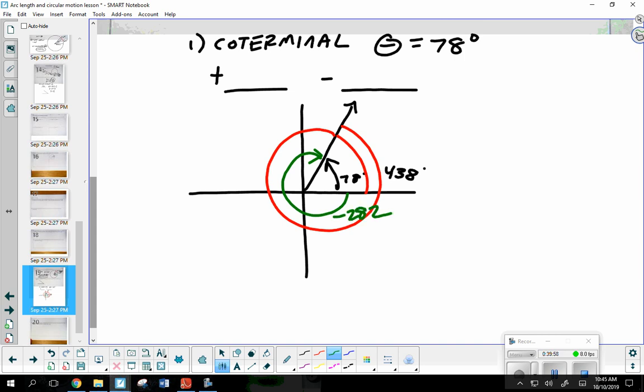And then I could just continually go another one, and then another one. I mean, you could rotate. That's why we say there's an infinite number of coterminal angles. So that's what they mean: angles that have different measures, but the same terminal side. Okay? I thought it makes sense now.